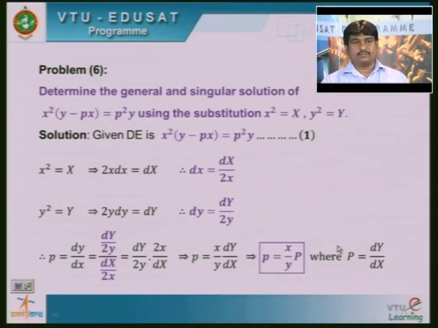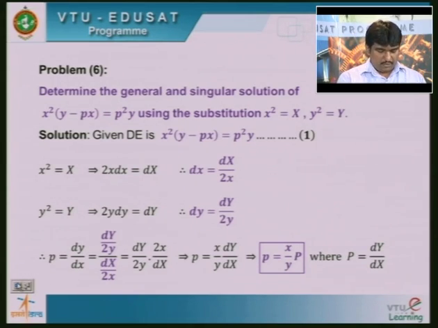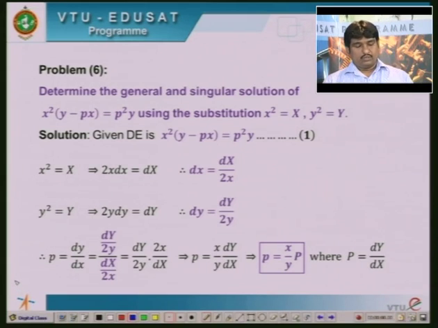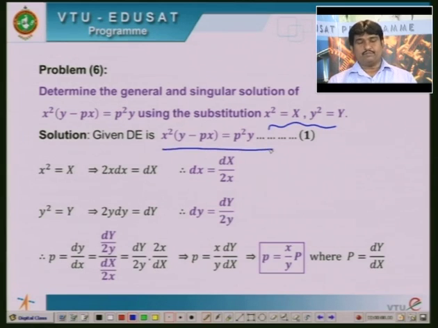Problem number 6. Determine the general and singular solution of the equation x square into (y minus px) equals p square y, using the substitution small x square equals capital X and small y square equals capital Y. Consider the given differential equation and now consider the substitution.